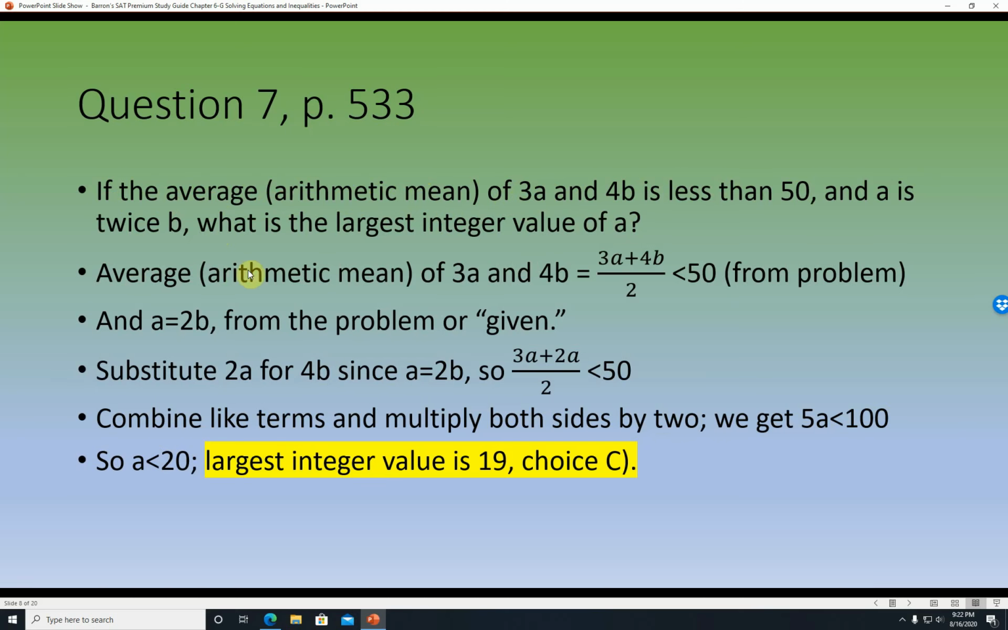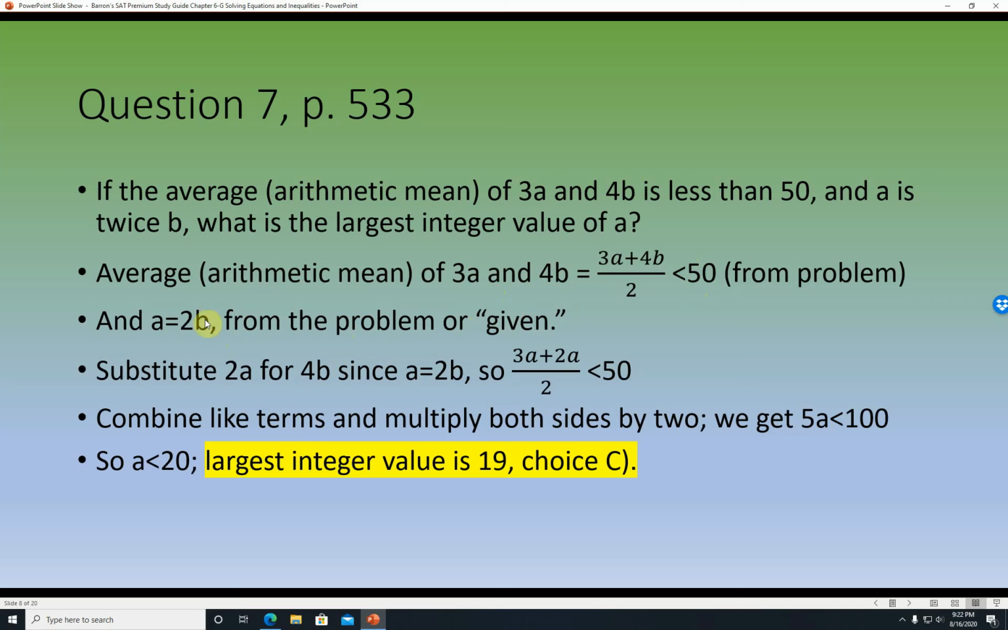Well, all right, so we figure out the average of two numbers just by adding them together and dividing by 2. That's all you do for any average, is you just add all the numbers together and then you divide by the number of numbers. So (3a plus 4b) over 2 is less than 50 from the problem. And a is equal to 2b from the problem, or you could say that's given, means the same thing.